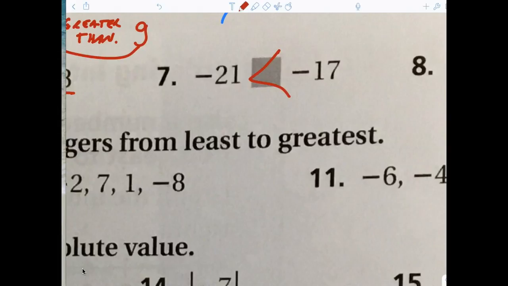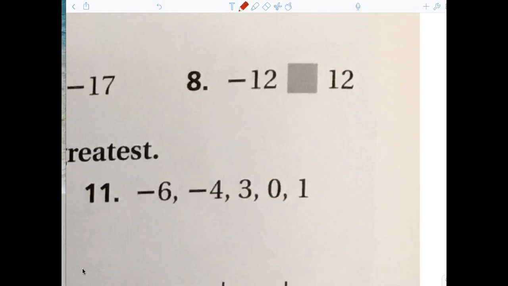Okay, so number 8. This was the easy one because it's a positive and negative, but go ahead. 12 is greater than negative. Yeah, but again, you have to read from left to right. So -12 is less than 12. -12 is less than 12. Everybody happy with that?